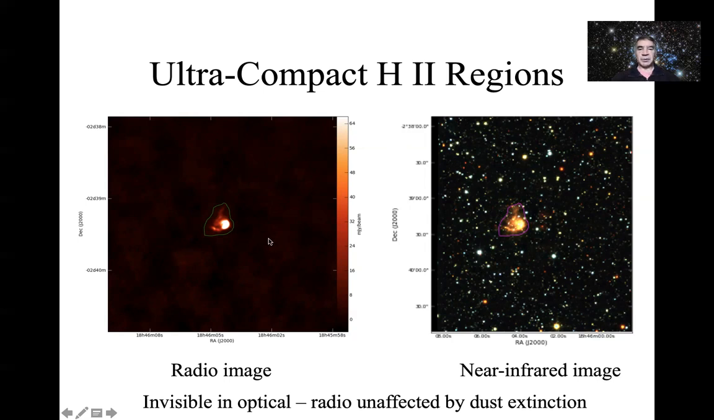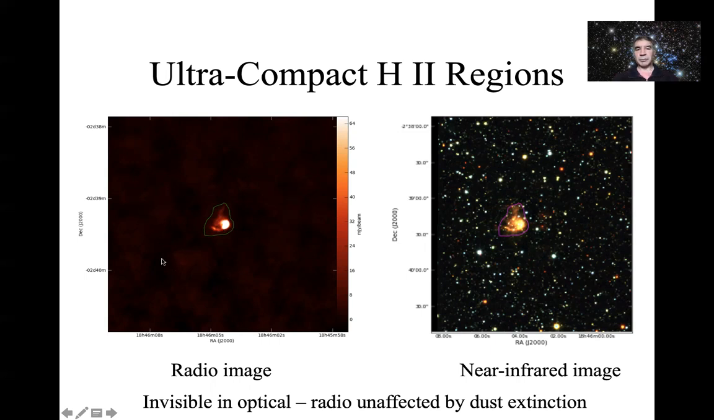So here's some example radio images, and this is a near-infrared image taken at around 1 to 2 microns of the same object. Okay, so this is a classic what's called ultra compact H2 region. It's quite small, and you can see the same structure here in the near-infrared and the radio. In the near-infrared, obviously, you see all the stars as well, which you see nothing of in the radio.